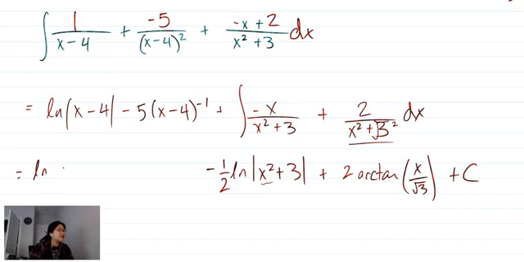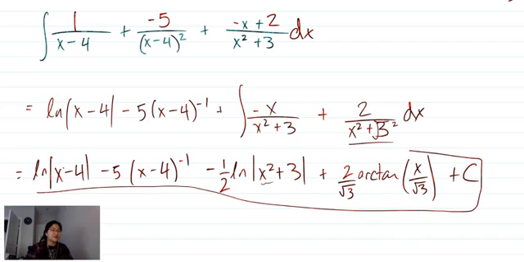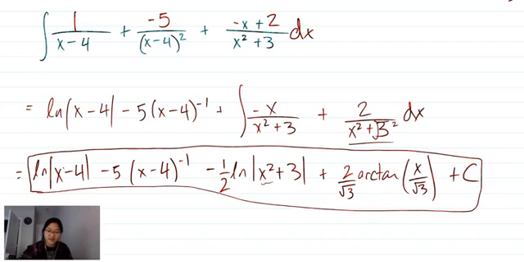Natural log absolute value x minus 4 minus 5 times x minus 4 to the negative 1 power. I don't really care if you leave it like that. You could put it in the denominator. It's up to you. Oh, wait, we need to also divide by root 3 here because of the chain rule, right? Alright. And there we go. So sometimes your answer with partial fraction decomposition doesn't only result in natural logs, and that is okay.